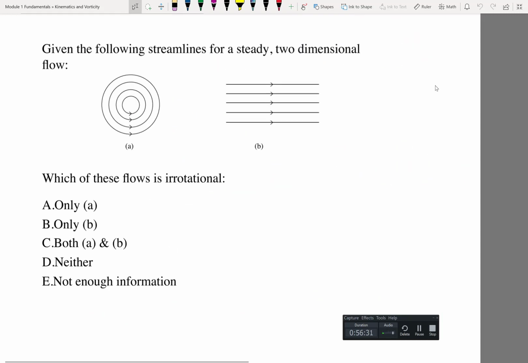Okay, let me actually give you some further example to consolidate your understanding of what is vorticity. So just imagine there are these two different streamlines, and by drawing this, I only draw the direction of the flow. There is no indication of the velocity being faster or slower anywhere, right? This just indicates the direction. Which of these flow fields are irrotational?